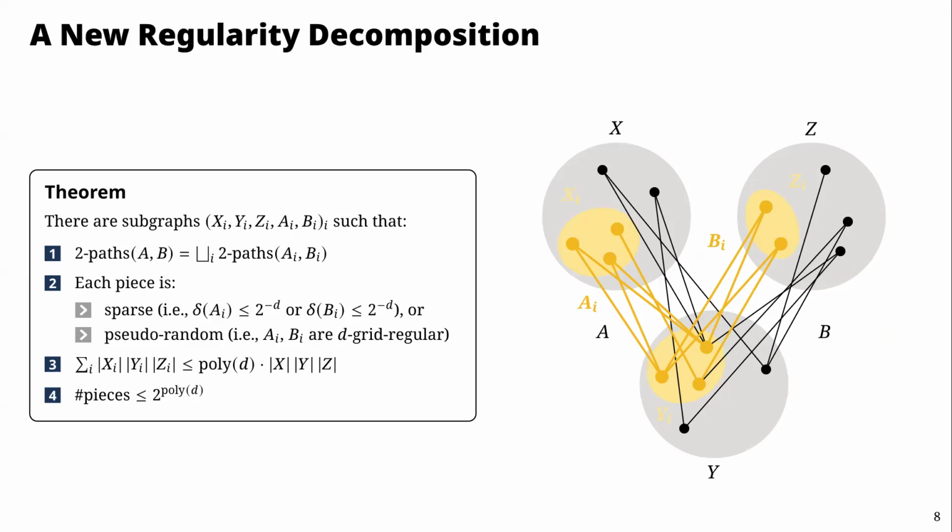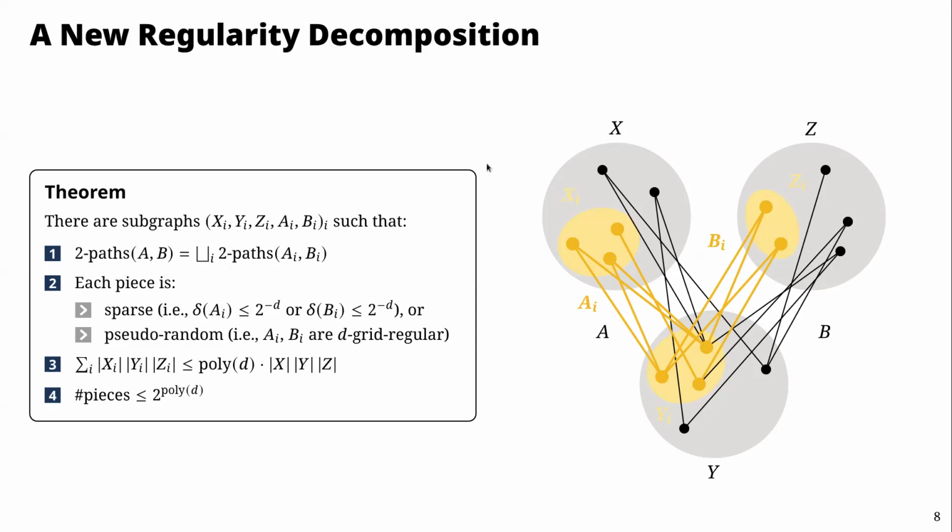So instead of decomposing the edges now, we want to decompose the two-paths. So every two-path in the original graph appears in exactly one piece. Moreover, each piece is either sparse, which now means that at least one of the edge parts A_i or B_i is sparse, or it is pseudorandom, which means that both the edges in A_i and B_i are d-grid regular.